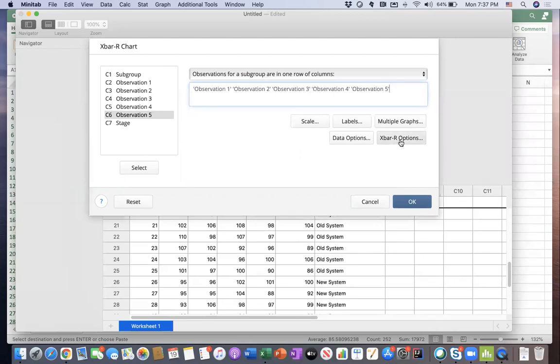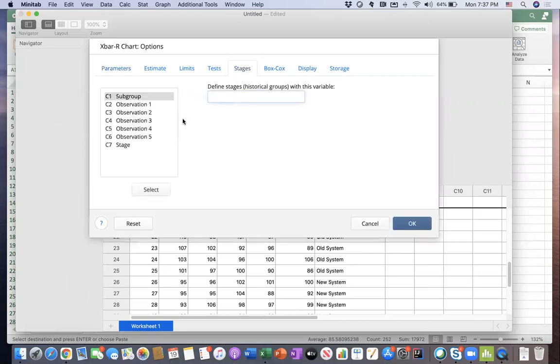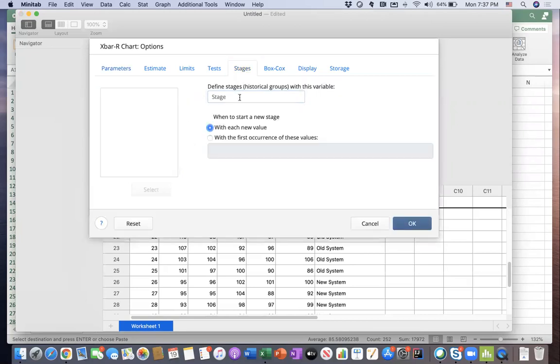It is under Xbar-R Options. And if you go to Stages, it gives you the option to select your stage column. And it comes with three different selections. We are going to use the second one, which says with each new value. So what Minitab does is calculate the upper control limit, the lower control limit, and the means and ranges for each new value that it sees under column C7. And in column C7, we see our new system versus old system.